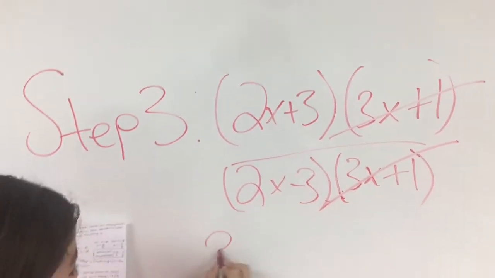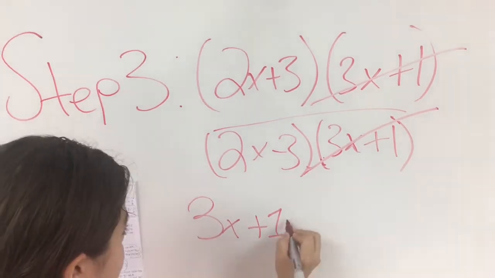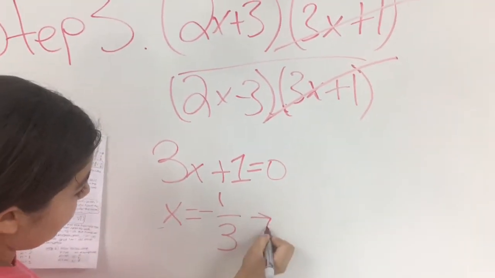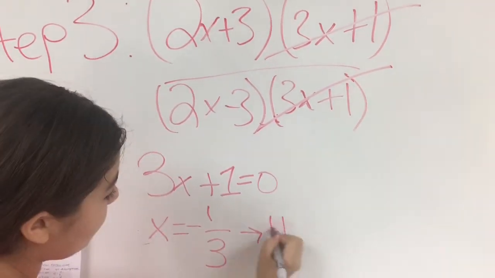Step 3. After being able to cross out 3x plus 1, we will set it equal to 0 to find the x coordinate of the hole.